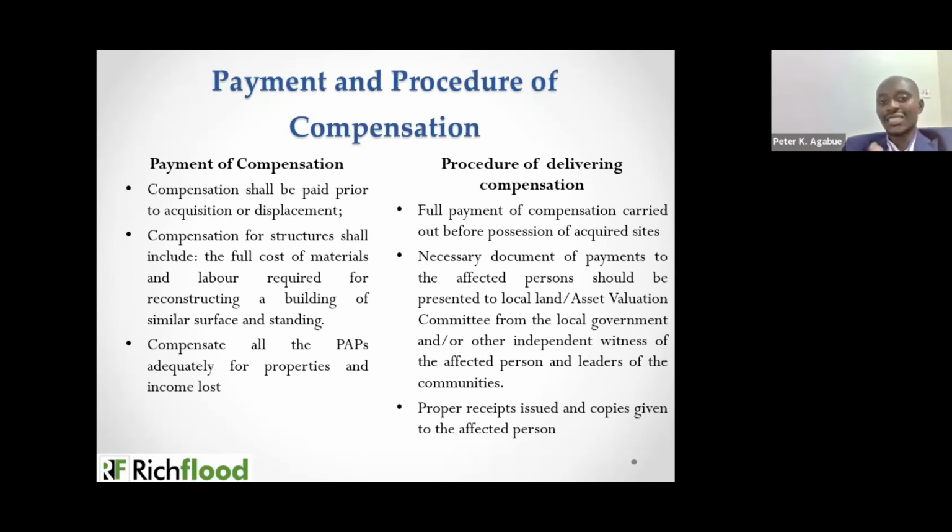And all the project affected persons should be compensated adequately for properties and income lost. So it's important for us to know that under the World Bank policy, cash compensation is only appropriate when there is an active market in the land or housing and where such assets are actually available for purchase.